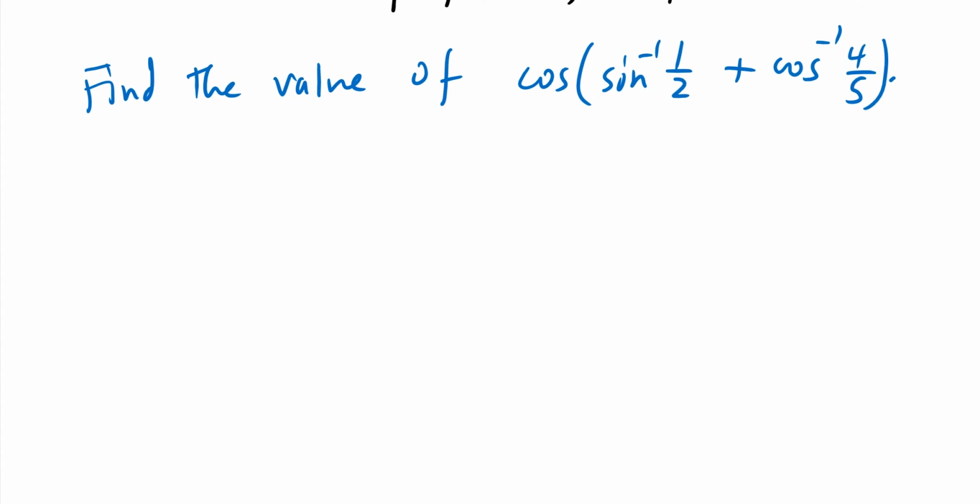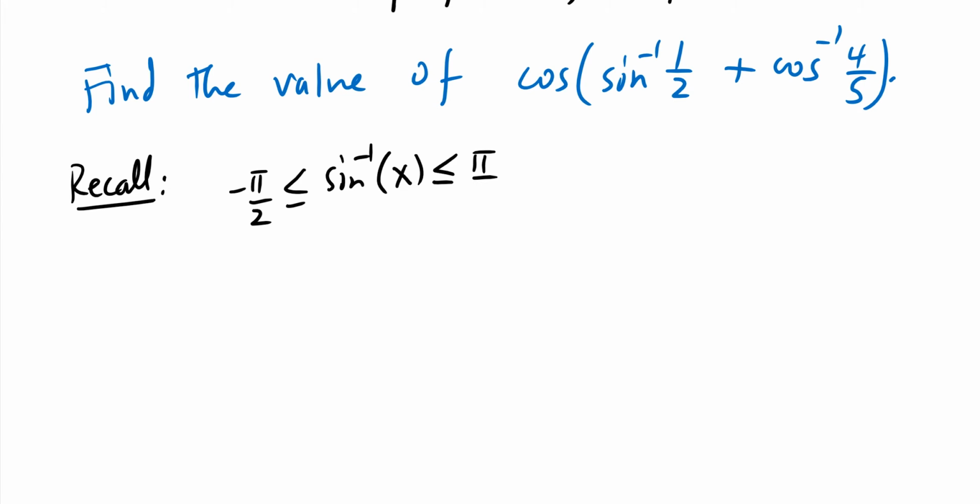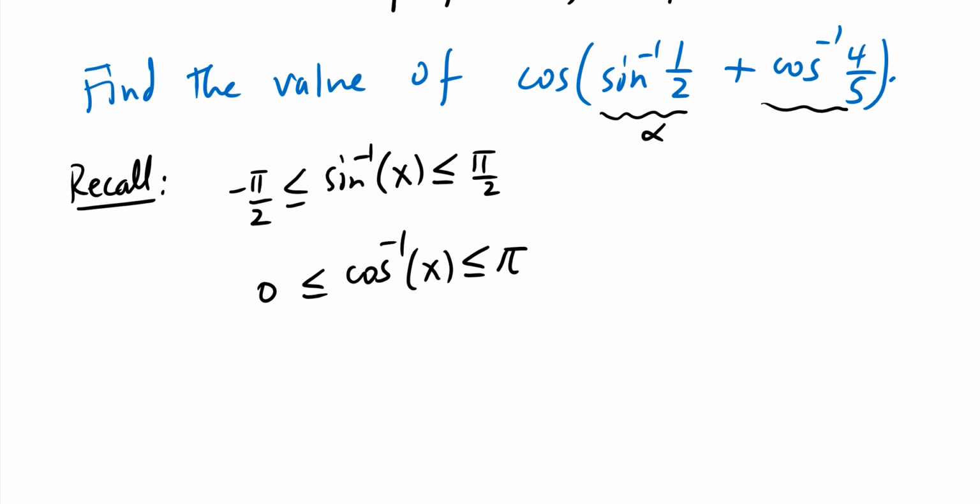Since we're dealing with inverses for sine and cosine, let's recall that sine inverse of any angle is always bounded from negative pi over 2 to pi over 2. And cosine inverse of any x is bounded from exactly 0 to pi. Those are important to keep in mind. Now, to simplify the expression that is given here, we can assume this is alpha and this is beta. Watch carefully how I'm going to work with this.